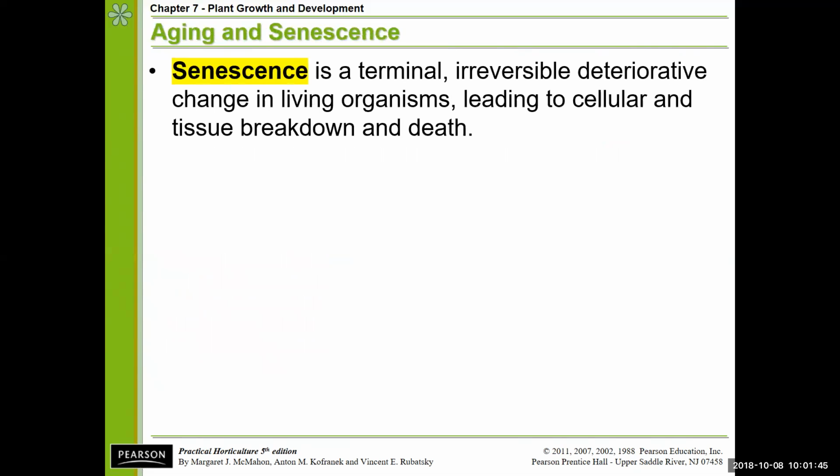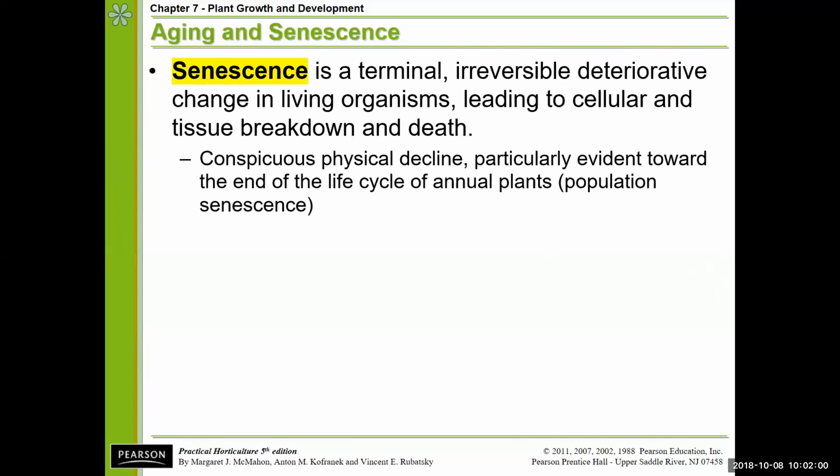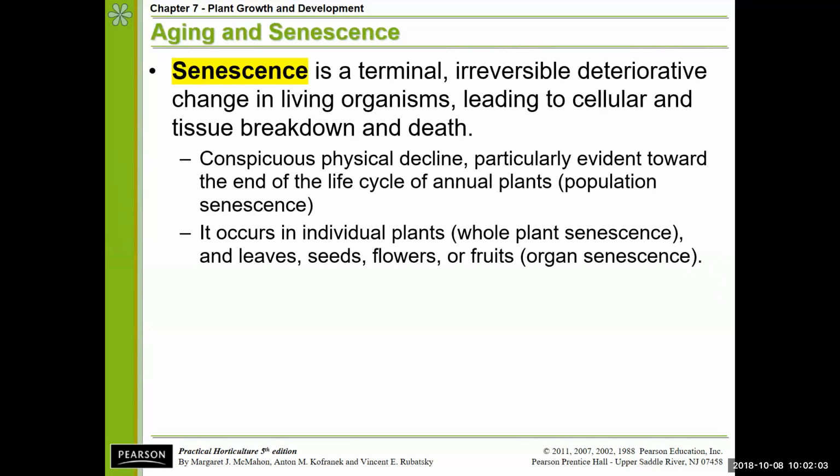Senescence is basically, we senesce too, but in plants, it's the terminal and irreversible deterioration of plant tissues, which then leads to cellular and tissue breakdown, eventually death. It's a very important part of plant life, because without senescence, we don't get the full maturation of the plant and the end of its life cycle.